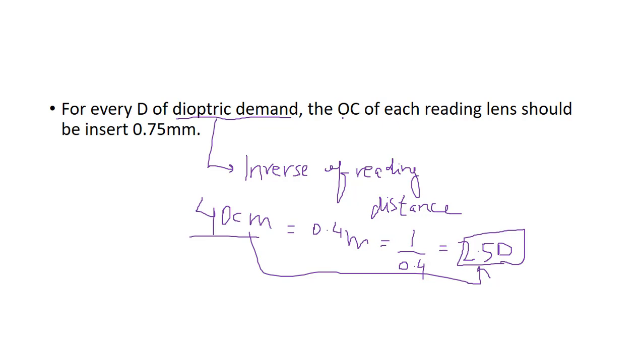The next thing is the OC of each reading lens should be inset 0.75 millimeter. It means that when I require a dioptric demand of 1 diopter, I will move the optical center of the reading lens 0.75 millimeter inwards in both eyes, so collectively it will be 1.5 millimeters.